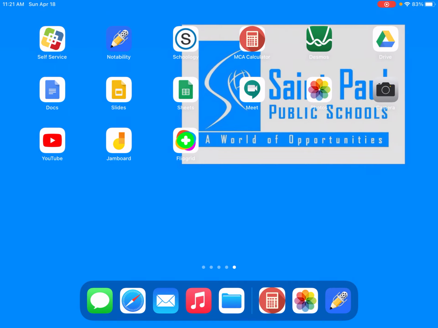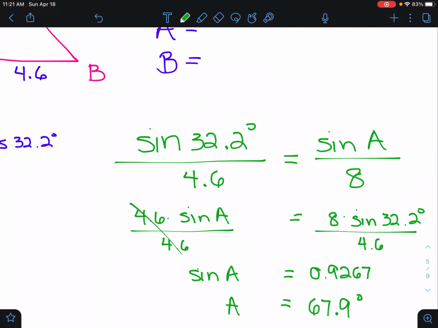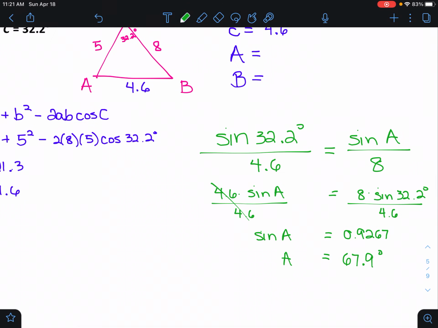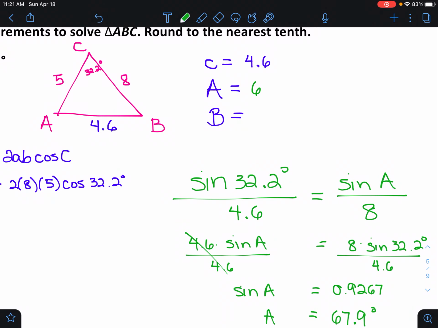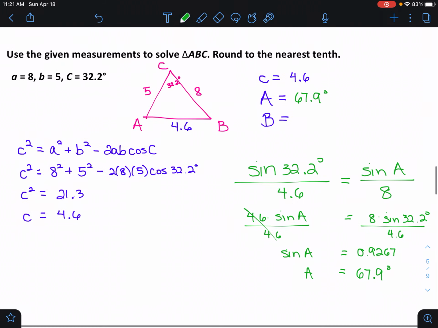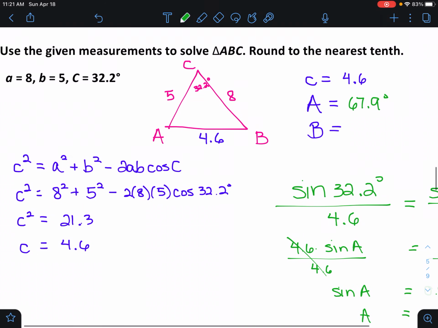Now this is an angle, so this would be 67.9 degrees. And again, I did the inverse sine of both sides to get that. Okay, so I'm going to write that here, 67.9 degrees. Now I need to find angle B. In order to do that, now I know that this is 67.9 degrees. So I could just add this up and take away from 180. So that's what I'm going to do. That's easier than doing anything else.